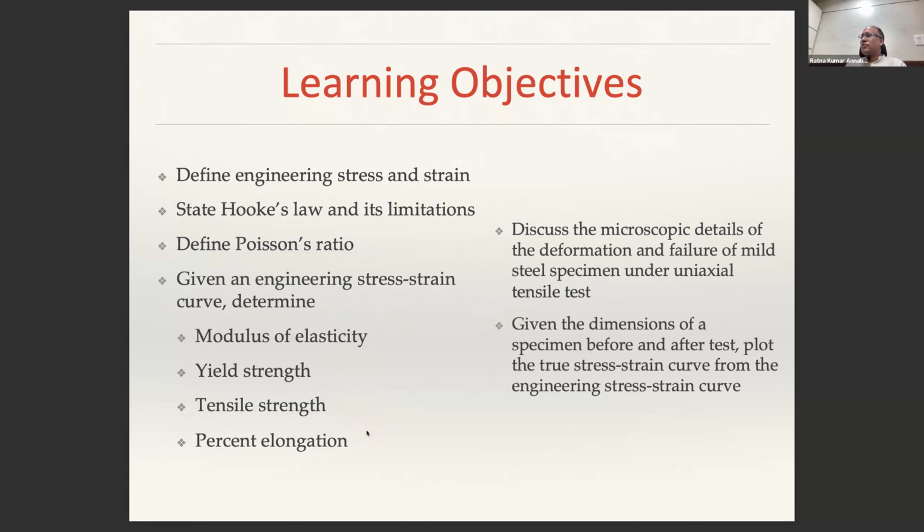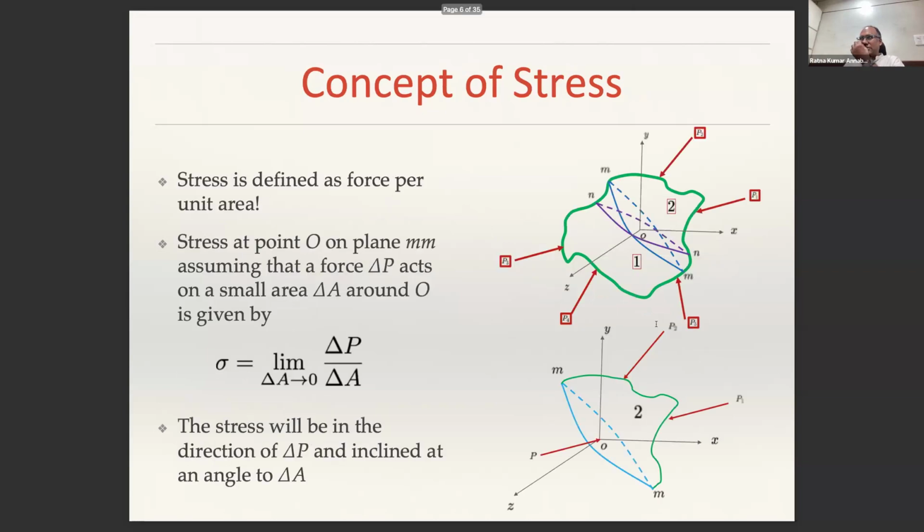Not only that, we will discuss the microscopic details of the deformation and failure by using a model system such as mild steel under uniaxial tension test. Another thing we will learn is that if you are given the dimensions of a specimen before and after the test, we should be able to plot the true stress strain curve from the engineering stress strain curve. So we will discuss these things in this class.